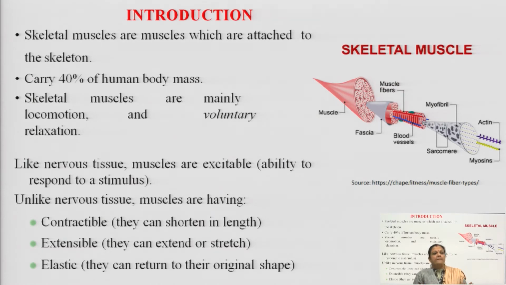Their length may vary over time. During contraction, the muscle becomes short. During relaxation, it becomes long in length. The second characteristic feature of skeletal muscles is extensibility. It means they can extend or stretch when required. The third most important one is the elastic nature of skeletal muscles.